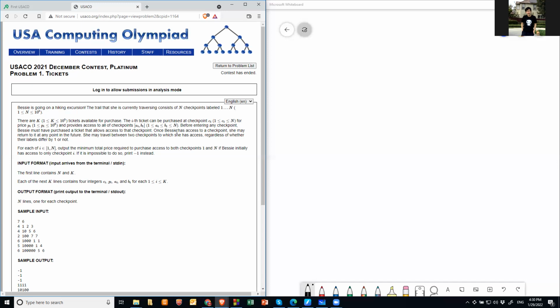Let's look at the problem here. The problem basically goes like this. You have a set of checkpoints. At each checkpoint, you can buy a certain ticket at some price P, and this ticket allows you to go between checkpoint A and checkpoint B. So the question is, if you have checkpoints 1, 2, 3, all the way to N, what is the shortest cost for you to go to both 1 and N?